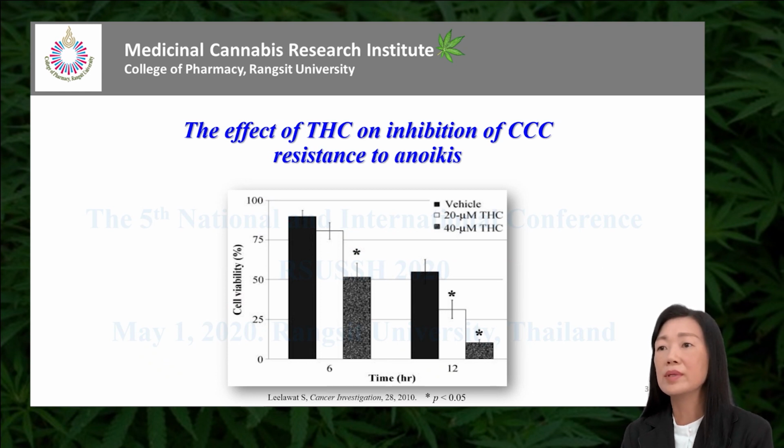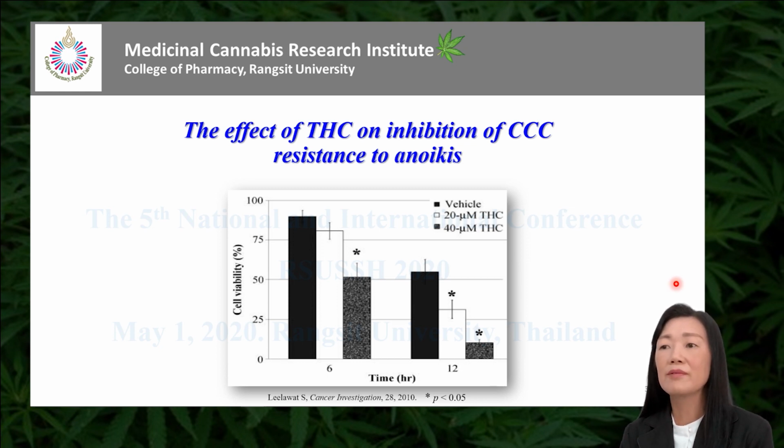In order to investigate the ability of THC to inhibit anoikis resistance in cholangiocarcinoma, cholangiocarcinoma cells were seeded on poly-HEMA and treated with THC. Cell viability was determined at 6 and 12 hours after seeding. We found that THC showed the ability to inhibit anoikis resistance in cholangiocarcinoma cells.